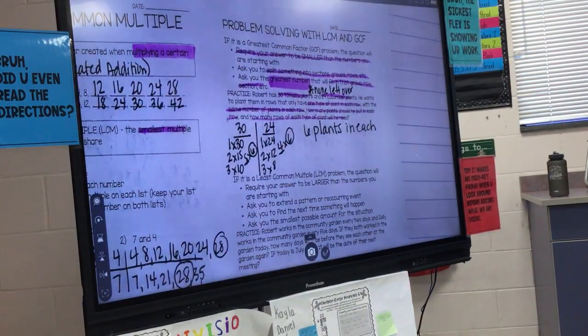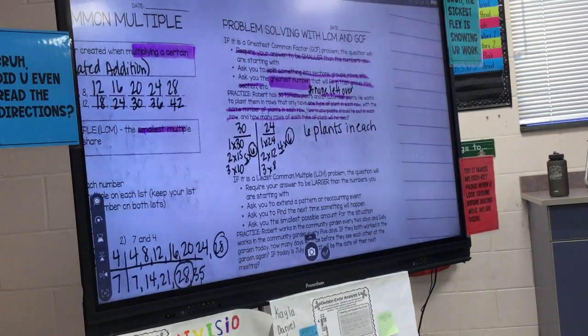each row. Well, we already know that. 6 plants in each row, right? It already told us that. So we've answered part of this question. What's the other part that we have to answer? Jacob. How many rows of the plants?